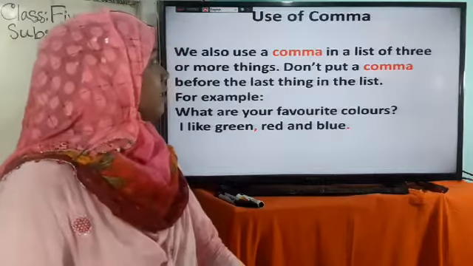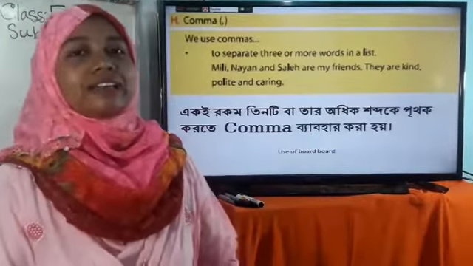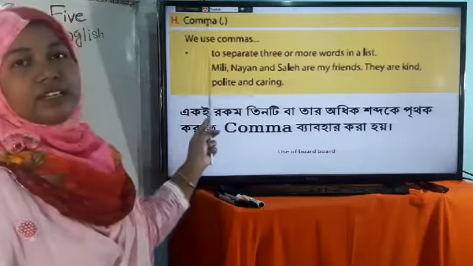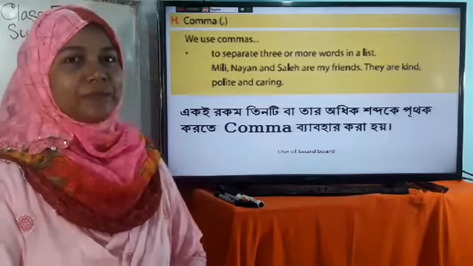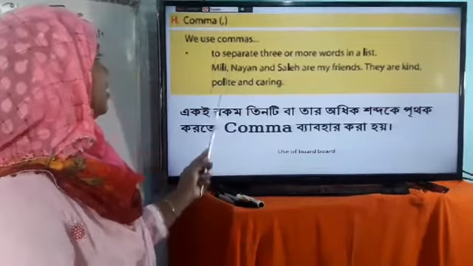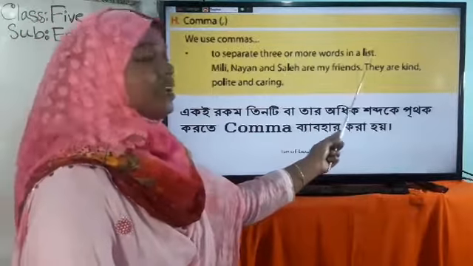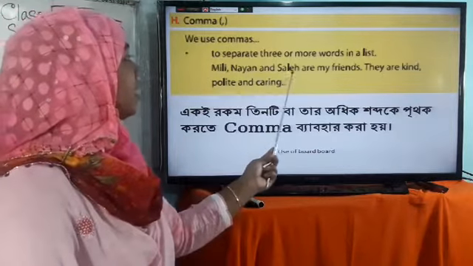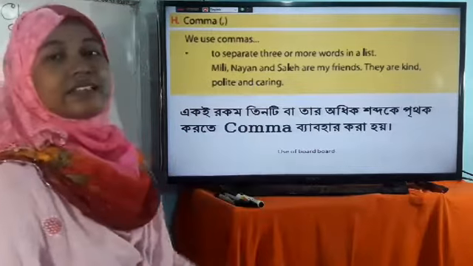My dear student, everybody open your book and look at language focus number 8. Dear student, look at language focus number 8 in your book, what is said there about the use of comma. First one is to separate 3 or more words in a list. For example, Mili, Nayan and Saleh are my friends. They are kind, polite and caring.